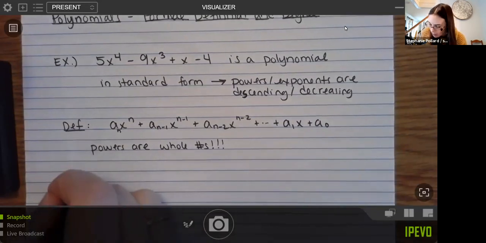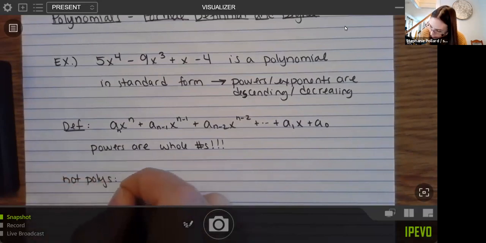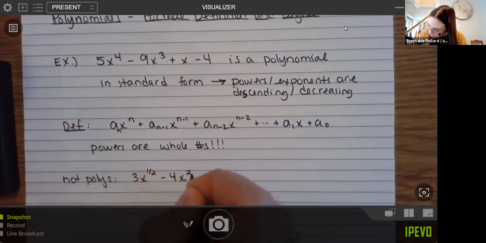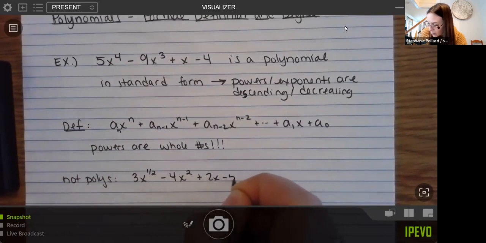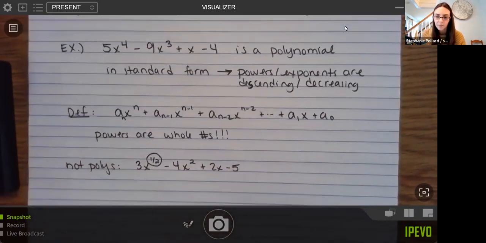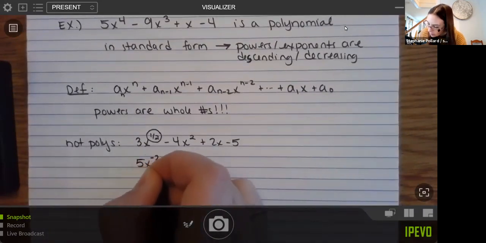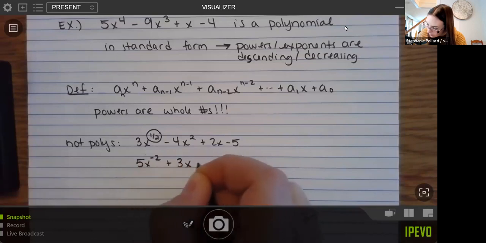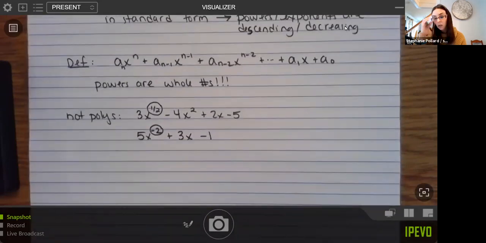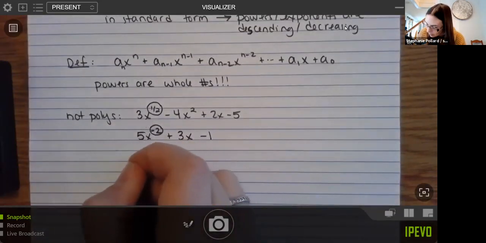So things that are not polynomials would be something like 3x to the 1/2 power minus 4x squared plus 2x minus 5, right? So we're not going to have any powers that are fractions or decimals. We're also not going to have any powers that are negative. Right, so no negative powers. And again, there shouldn't be anything really weird going on, so we don't want any dividing by variables either.